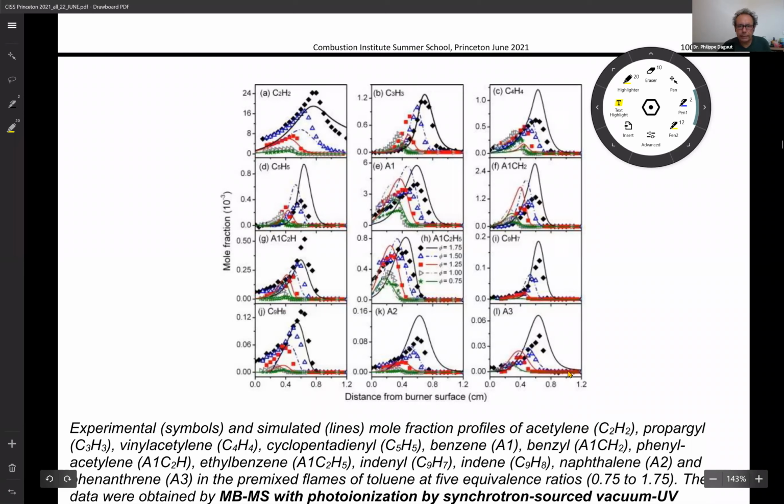So this is the kind of data that can be produced using this technique, flat flame burner at low pressure coupled to molecular beam mass spectrometry. And a large variety of fuels can be studied this way.